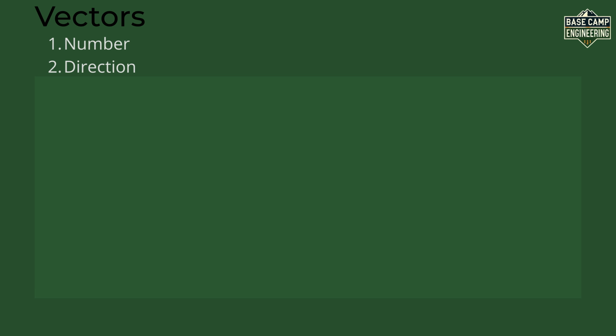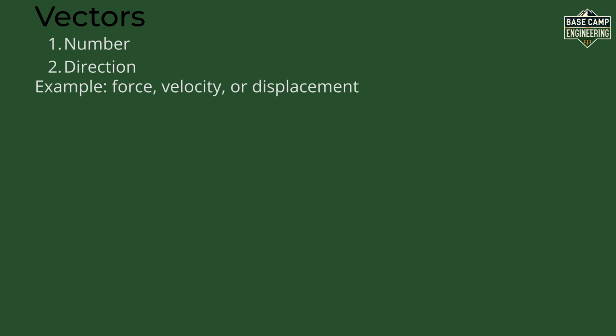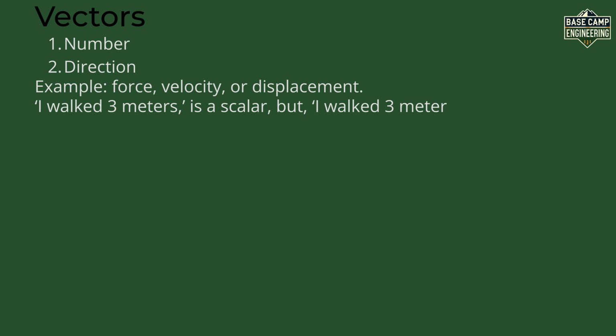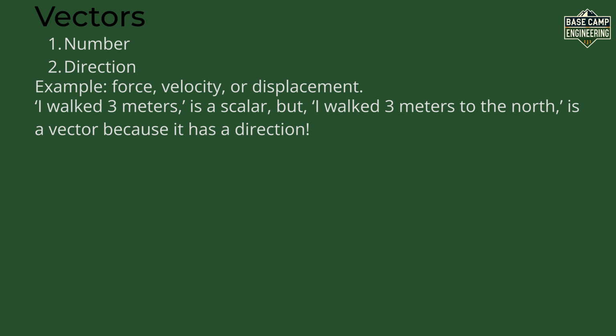For example, if you are pulling the wagon with 10 newtons to the right, we draw a long arrow pointing right. If you pull with 5 newtons to the left, we draw a shorter arrow pointing left. Vectors can be things like force, velocity, or displacement, anything where direction matters. Unlike scalars, which are just a number, vectors need both the number and the way it's going. So, if you say, I walked 3 meters, that's a scalar. But if you say, I walked 3 meters to the north, that's a vector because it has a direction.